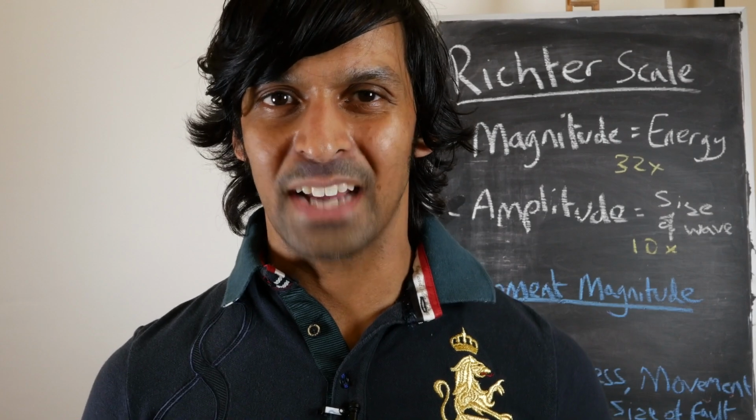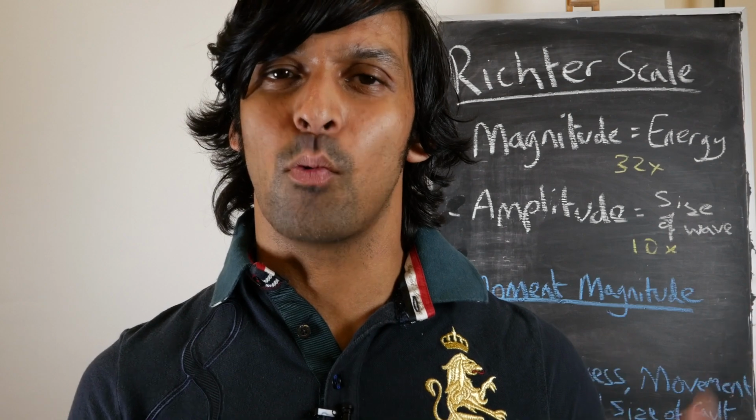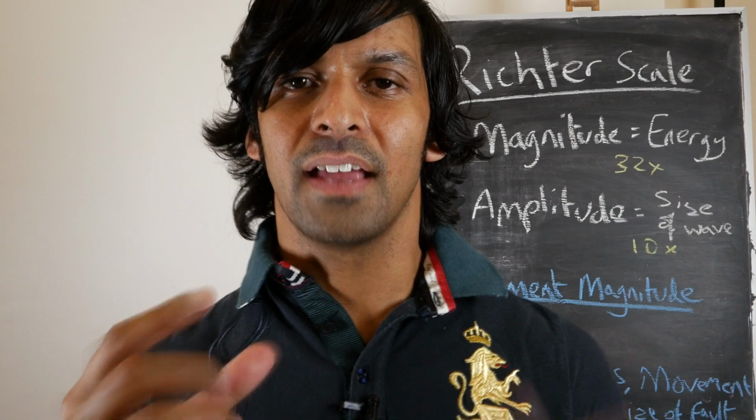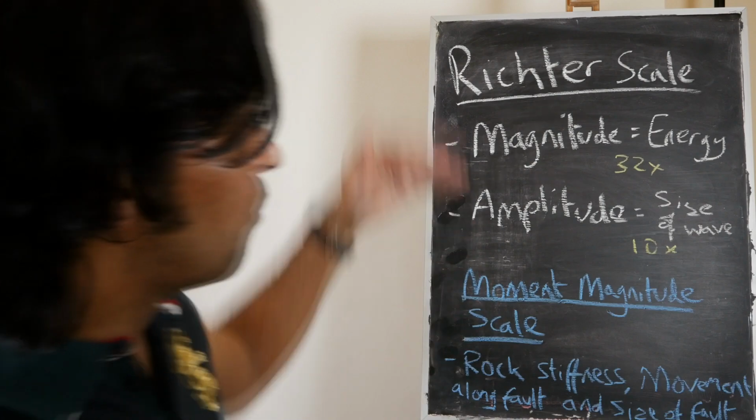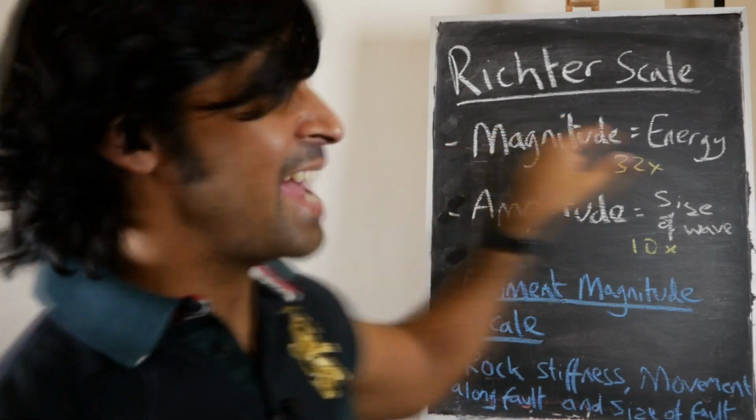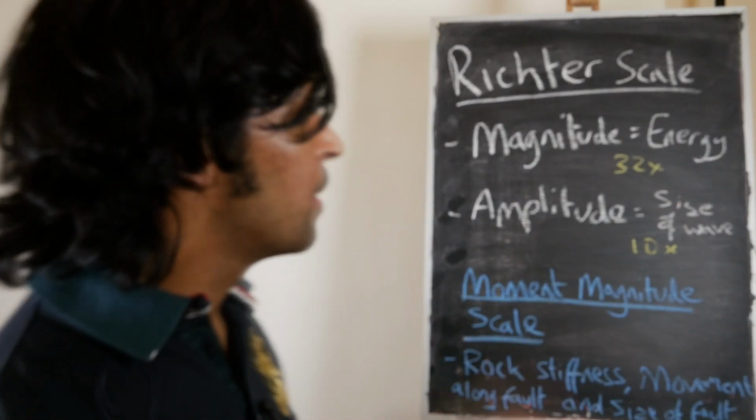Today we're going to be talking about the Richter scale and the moment magnitude scale. So firstly, the Richter scale. It was devised by Charles Richter to measure the magnitude, which is the energy of the largest seismic waves of an earthquake. Now, the numbers that he's come up with actually refer to the amplitude, and this is the size of the waves. This is slightly confusing because both the names sound quite similar, so I've written them here. The magnitude is the energy of the biggest seismic waves, and the amplitude is the size of the waves.